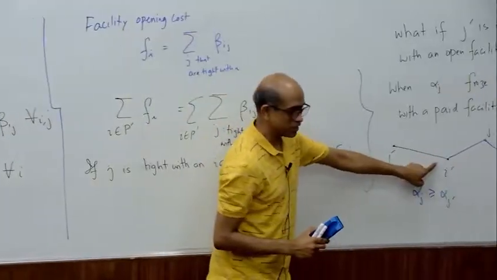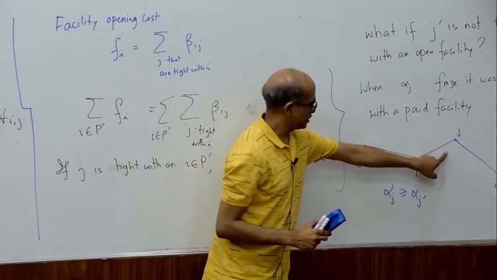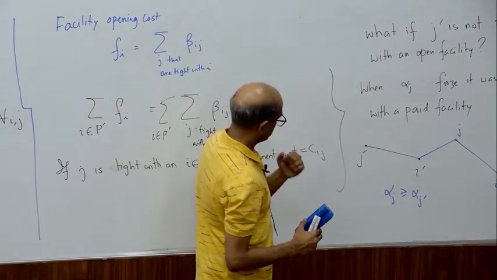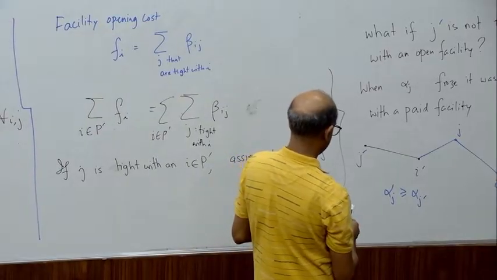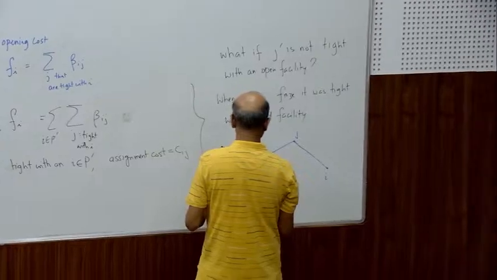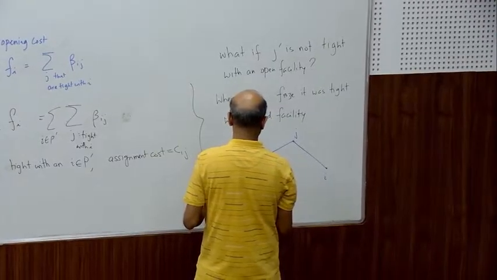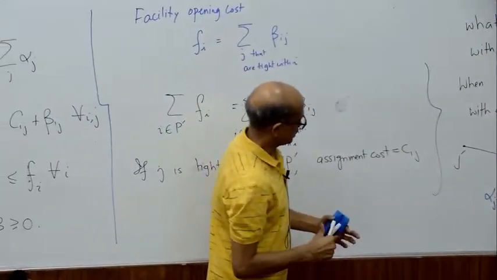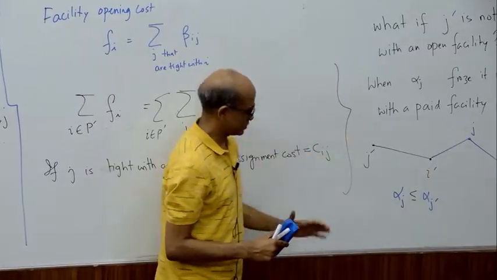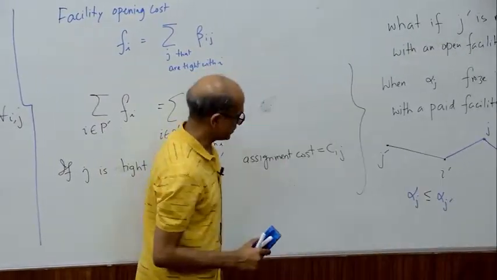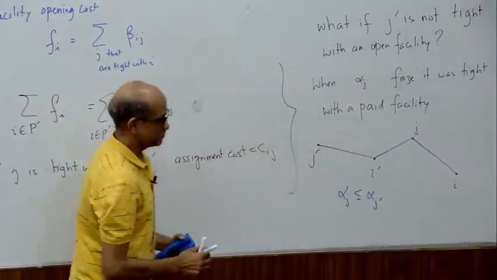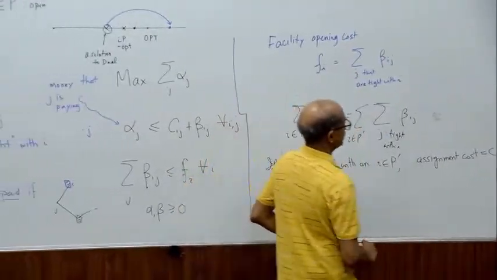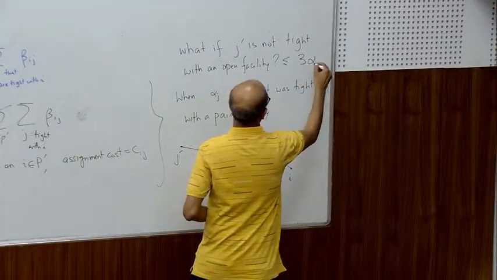So then this distance is at most alpha J plus alpha J prime plus... I'm doing this the right way, right? Just one second. Yeah. Sorry, alpha J prime is less than alpha J. Why? Because when this freezes, this also freezes at that time. So you convince yourself of this. So this is at most 3 times alpha J prime. Okay? So if J is tied with I prime, it is Cij. If J prime is not tied with an open facility, this is at most 3 times alpha J prime.